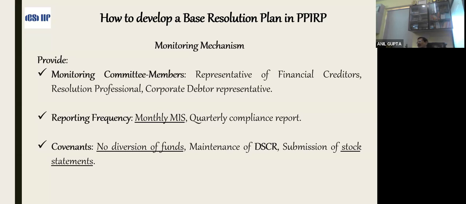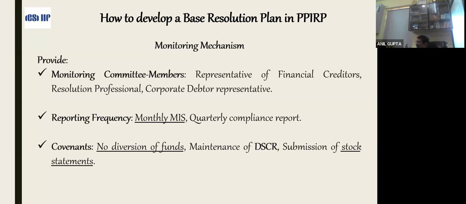Reporting frequency. When you are going to report the performance, whether it is a monthly performance or a quarterly compliance report, etc. And not only that, covenants: no diversion of funds, and maintenance of a debt service coverage ratio. How you will maintain the debt service coverage ratio and the submission of stock statements. All these things are also to be mentioned in that base resolution plan.